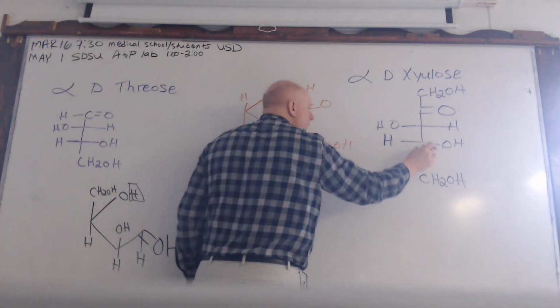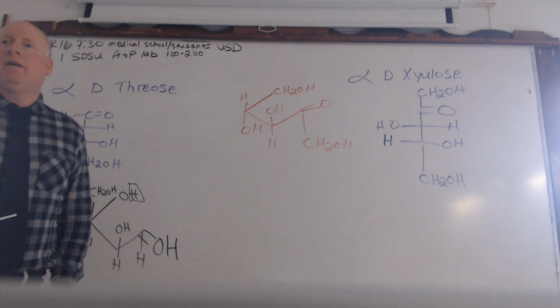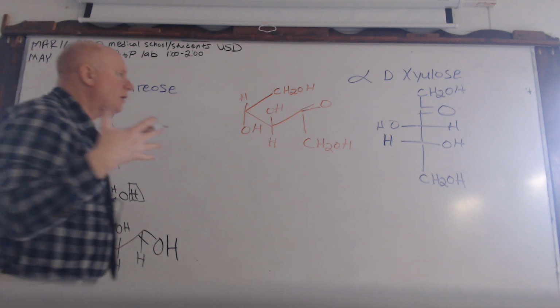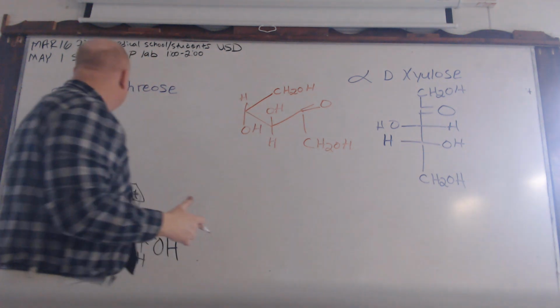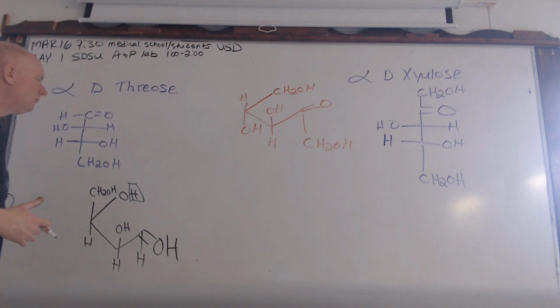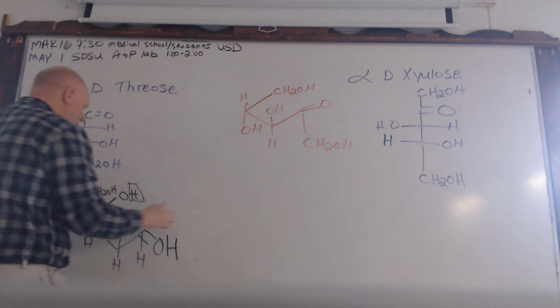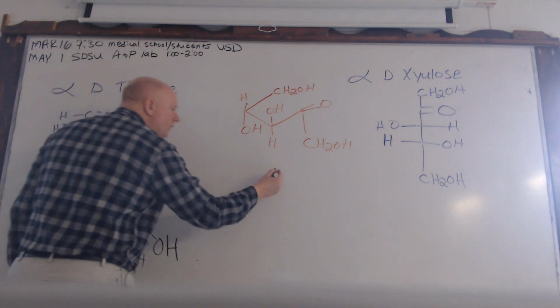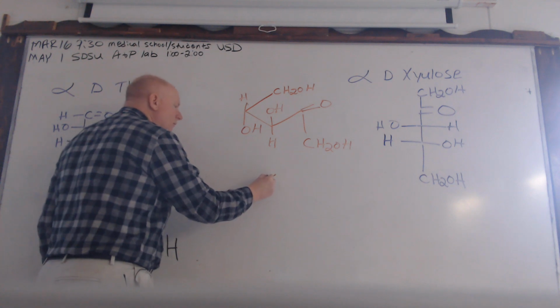1, 2, 3, 4, 5. It's a 4-sided figure, even though there's 5 carbons to start out with here. So then what happens in our next step? Very similar to what we would have seen here. I don't know how well that shows up on there.